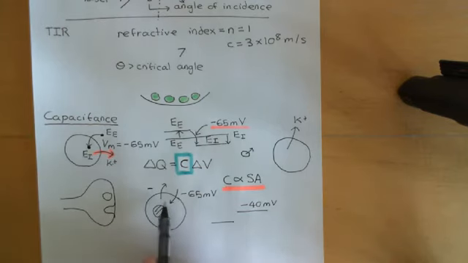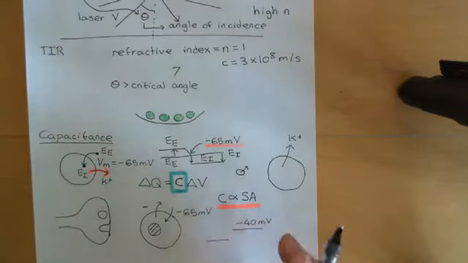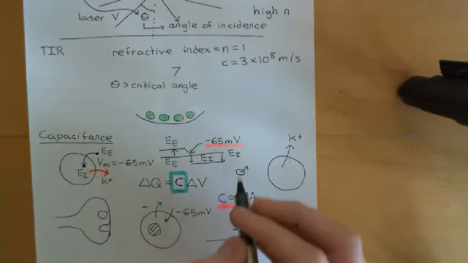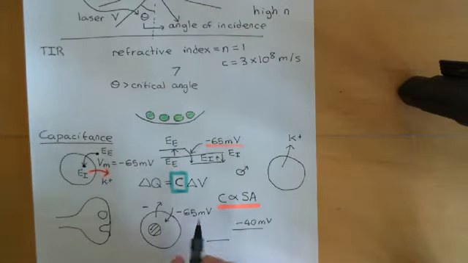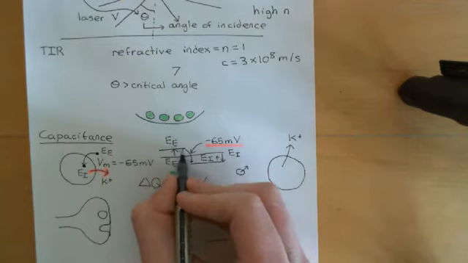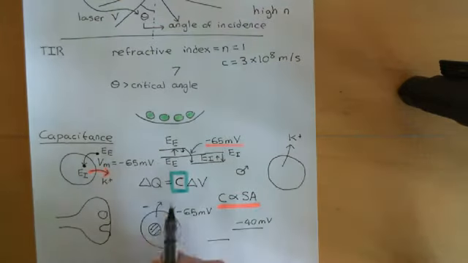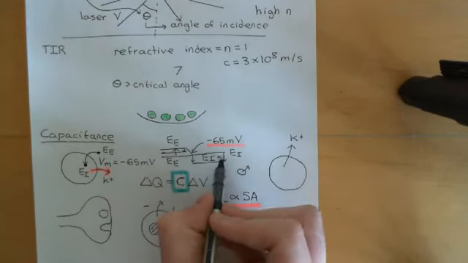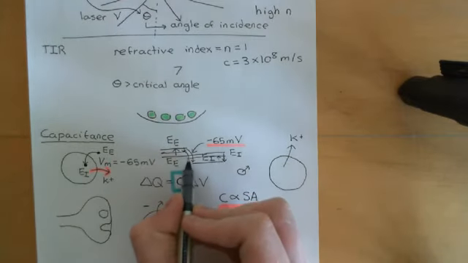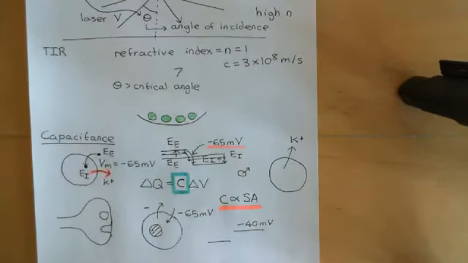Why? Because when you move negative charge out of the intracellular compartment, that's going to raise the electrical potential intracellularly, so this number's going to go up a little bit. When you move it into the extracellular compartment, you're going to decrease the electrical potential extracellularly, so this number is going to go down a bit. So you can see that these two are going to be coming closer together, and therefore the amount that you step down is going to be decreased.